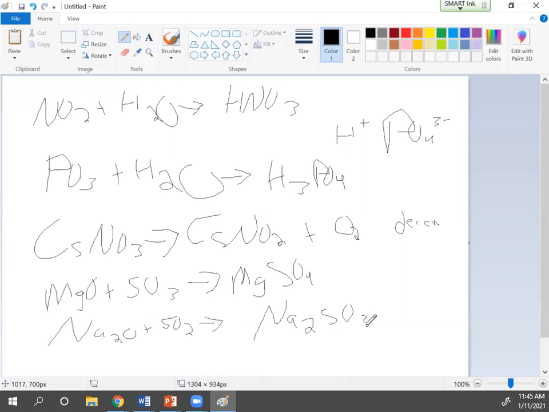Now notice, and this isn't a hard and fast rule, a lot of decomposition reactions are already balanced, okay? Isn't that balanced? Both of those? That's kind of a help with that.